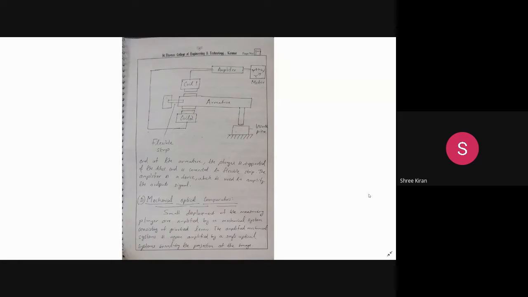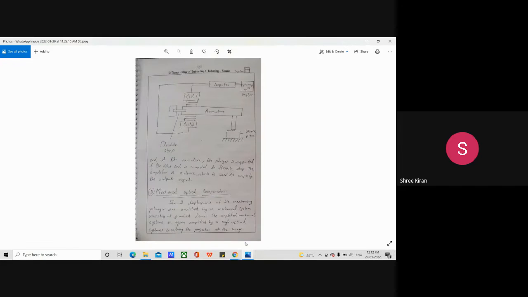That's why I told you we are mainly discussing three of them, but the fourth one is also not much important, but we have to discuss it. This is the mechanical optical comparator. In this case, I will show you a small figure representation.